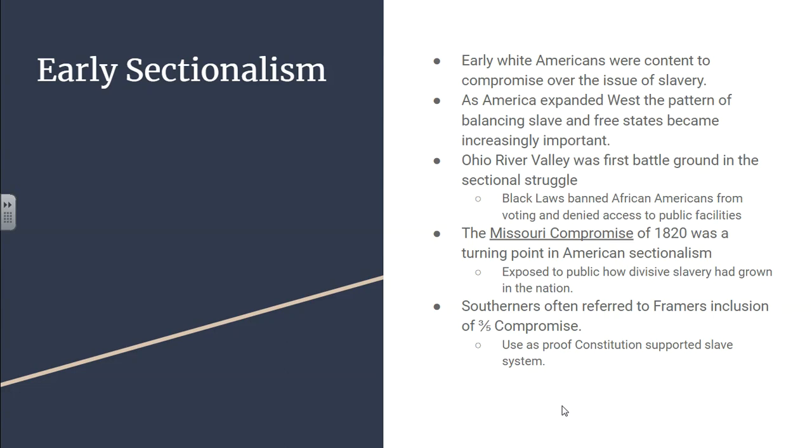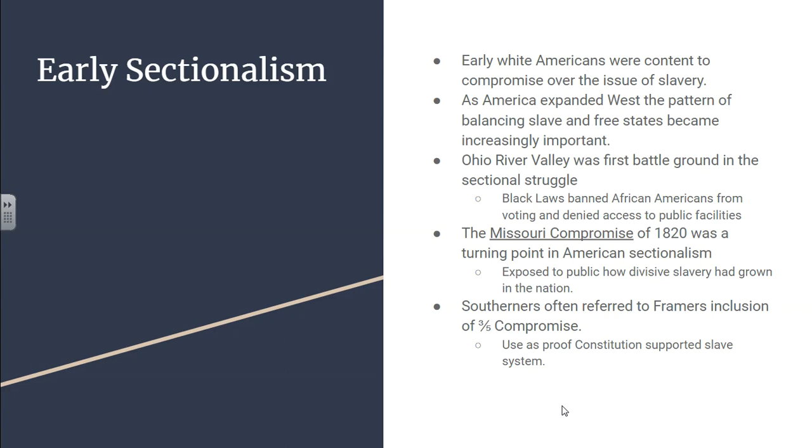And what comes out of the Ohio River Valley, which is west of the Appalachian Mountains, the Ohio River goes north to south, and it kind of divides what will become the South and what will become more known as the North. So we have the Missouri Compromise of 1820, and that was really a turning point in American sectionalism because it really showed how decisive and divisive the issue of slavery had become in the nation.